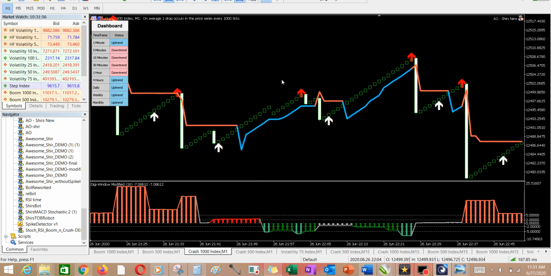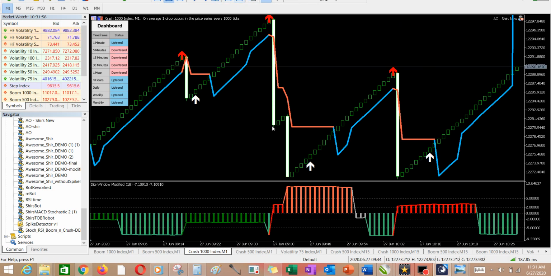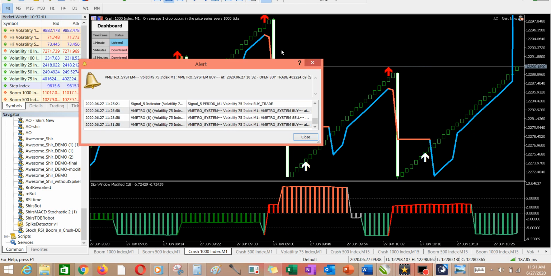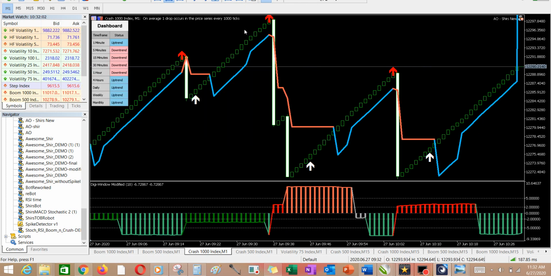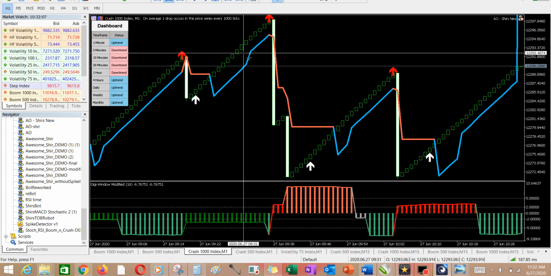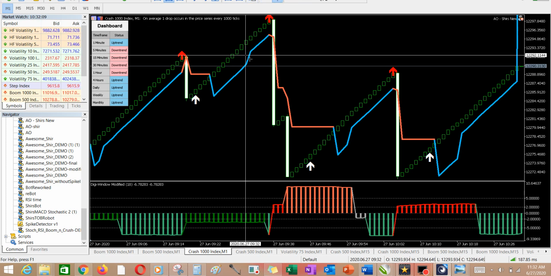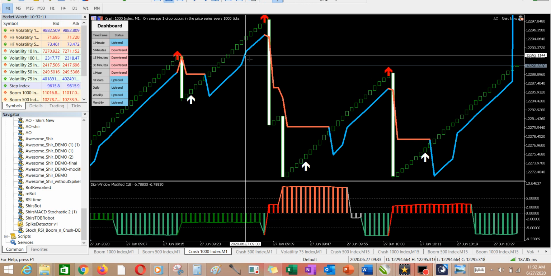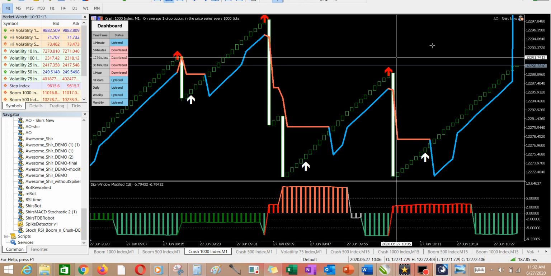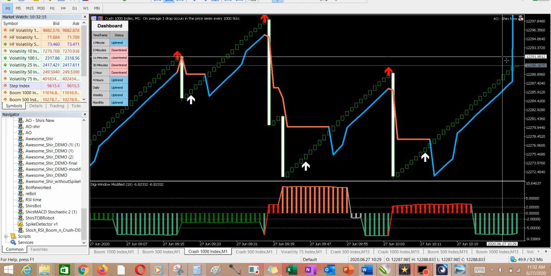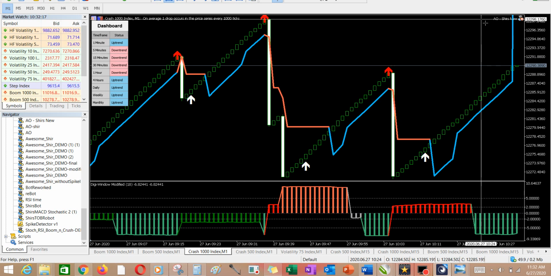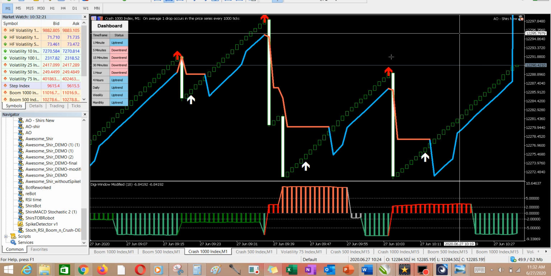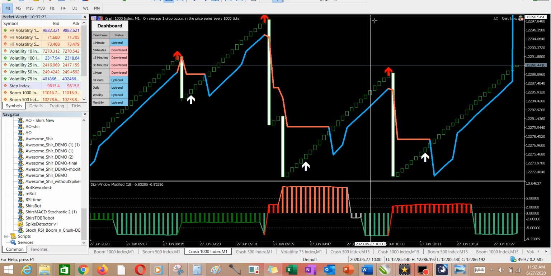So let's check Crash 1000. Let's see what is happening with Crash 1000. Crash 1000 is presently going on an uptrend, but it is already approaching a major resistance level. This is a resistance level. It can spike, it can crash from here. But if it breaks it, then we should be looking at this next resistance level, which is a major one.